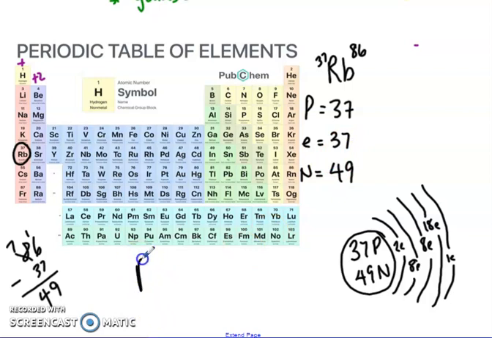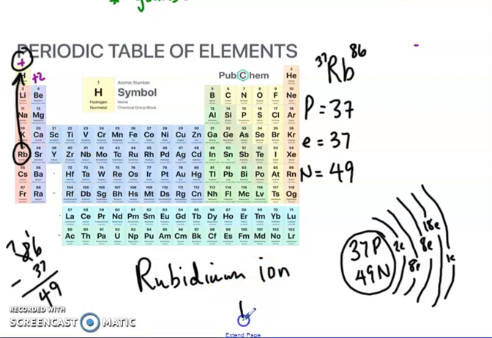Okay, so let's talk about the rubidium ion. Okay, that's what it's called, because positive ions say their name plus ion. Okay, and what's its charge? It is a +1. Look straight up. What is it? It's a +1 charge. So rubidium is 86 and 37, and it's a +1 charge.